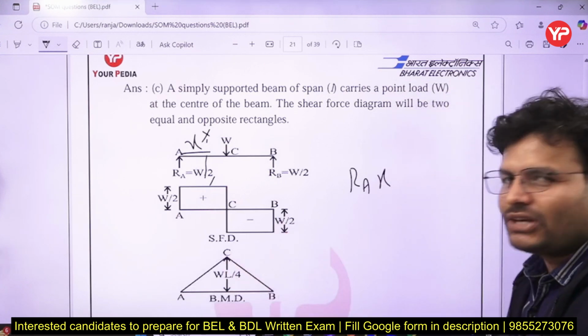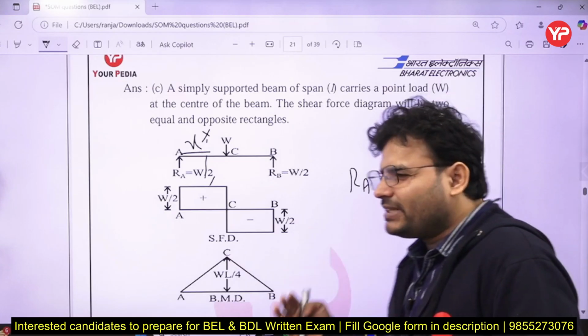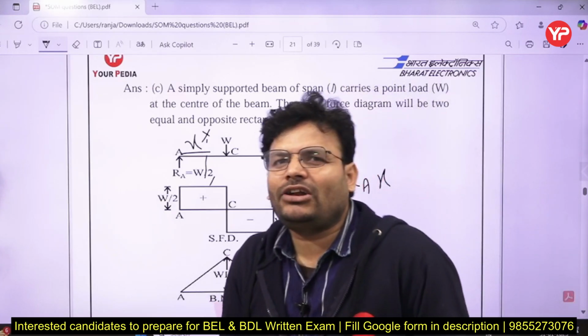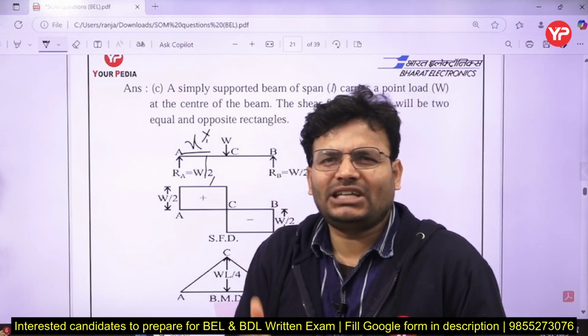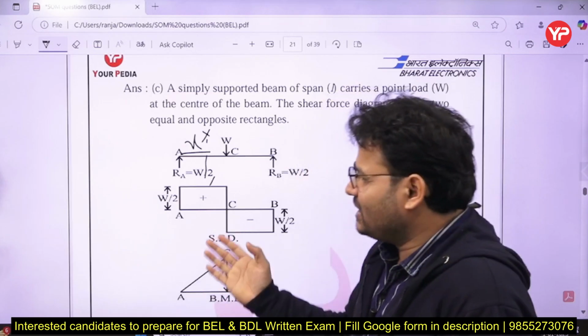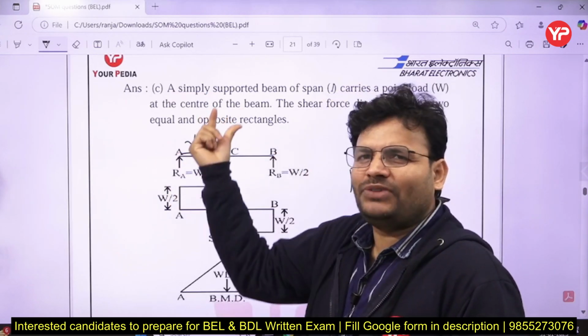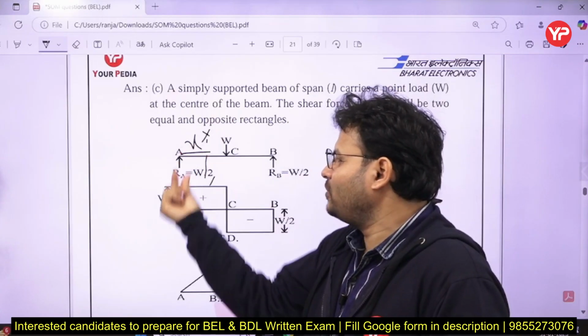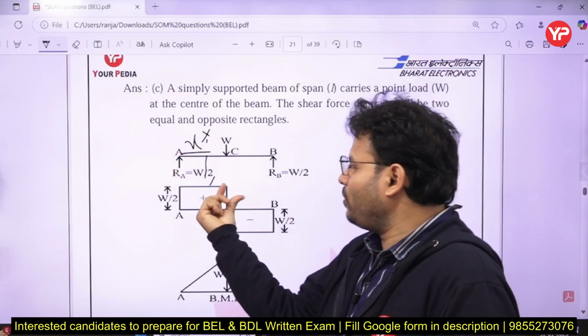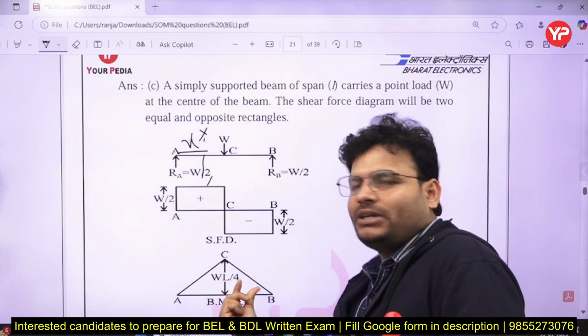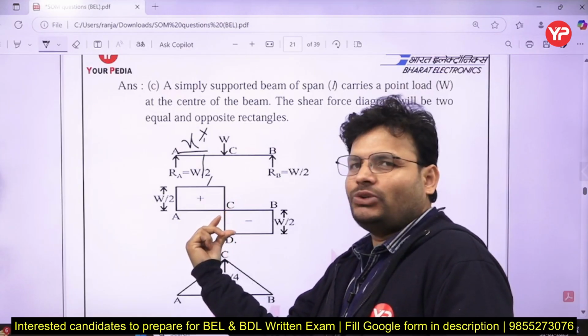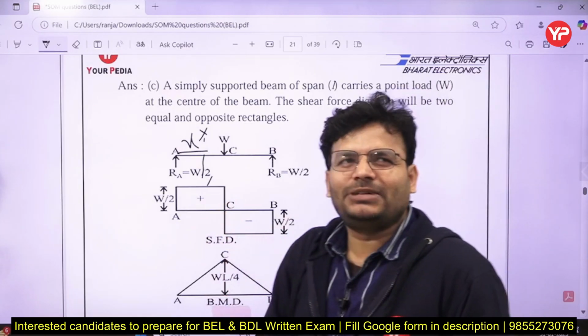Try to remember that this question has been asked, and it is better to understand how to draw SFD and BMD. There are a few rules. In case of SFD, as you move from left to right, an upward force makes the diagram go up. Here W is down, so you have to come down by W, and that leaves W by 2. This way it is very simple.